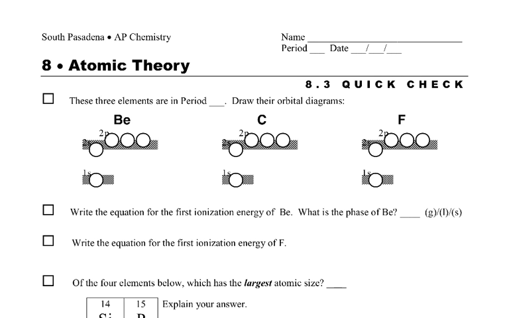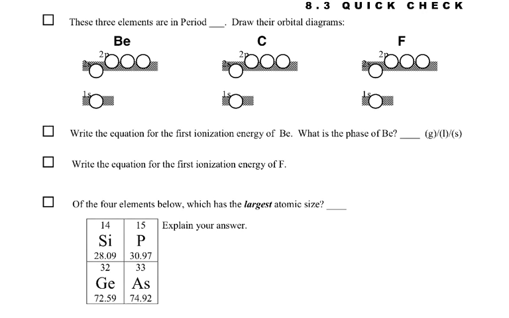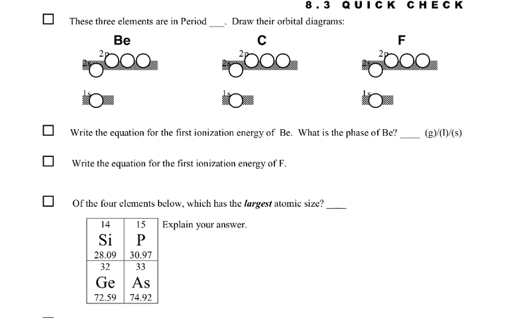Okay, let's try the 8.3 quick check. So these are elements and they're all in period 2, okay? Just trying to look, I haven't got a periodic table in front of me. But I knew that beryllium is element number 4, so 1, 2, 3, 4. I know that carbon is element number 6. And I know that fluorine is element number 9.